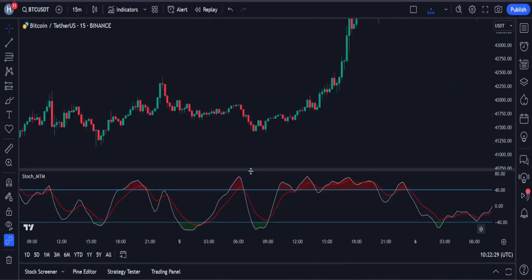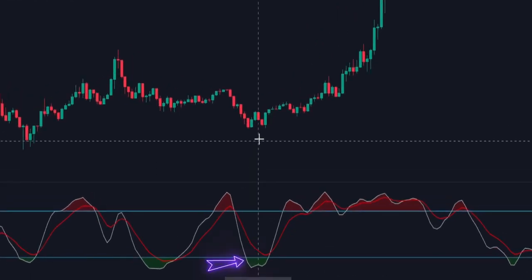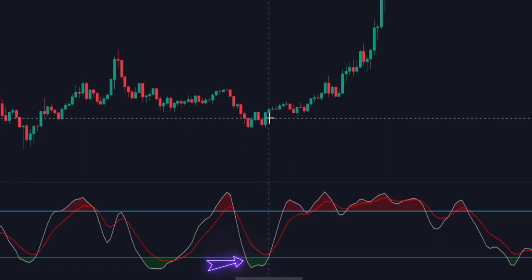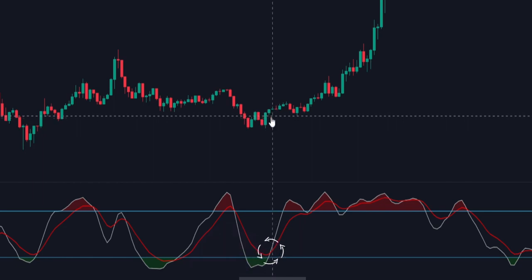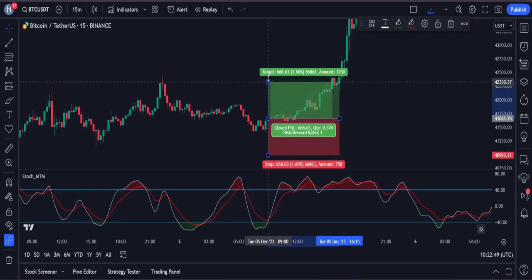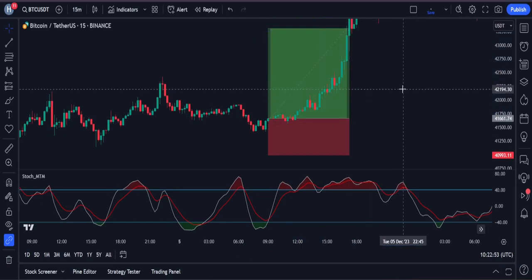Now let's see how we can use this indicator to take trades. In a bullish trend, for example, we will wait for this stochastic oscillator to go below the lower band. This indicates a pullback in a bullish trend. After we have the pullback, we want the stochastic oscillator to come back above the lower band and cross above this red EMA. This crossover indicates the end of the pullback and the beginning of a bullish trend. And this is where we're going to enter our trade.